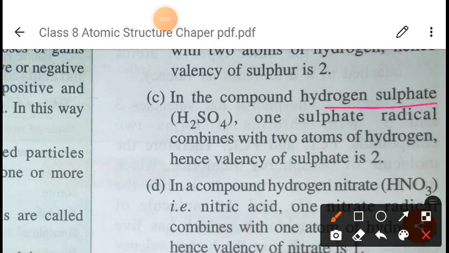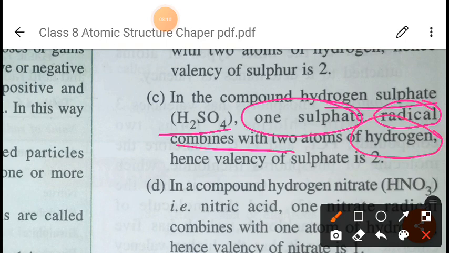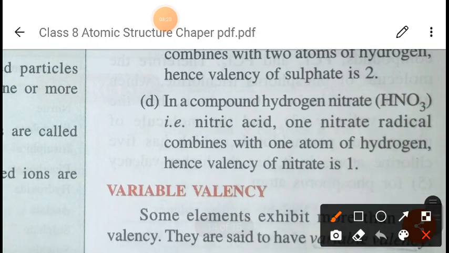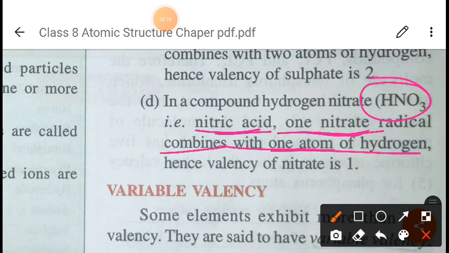Now next is H2SO4. Here one sulfate radical is combining with two atoms of hydrogen. As you can see, two atoms of hydrogen, hence the valency of the sulfate radical will be 2. Now in the last example, HNO3, nitric acid, one nitrate combines with one atom of hydrogen, so the valency of nitrate is 1. I hope you have understood this, right?